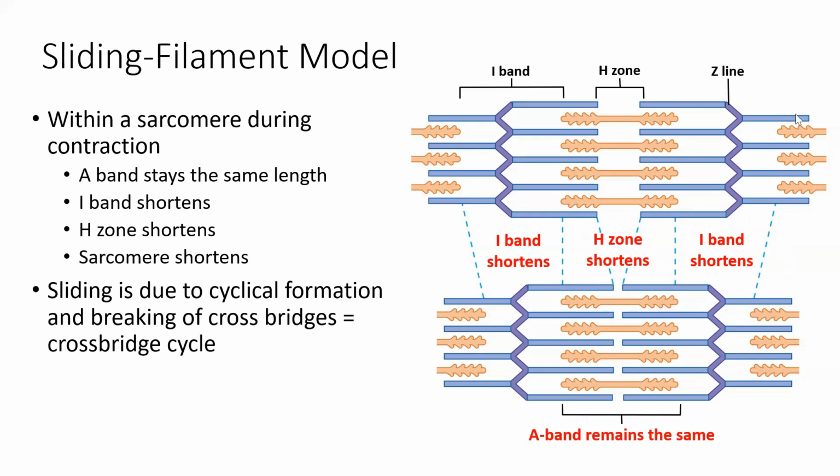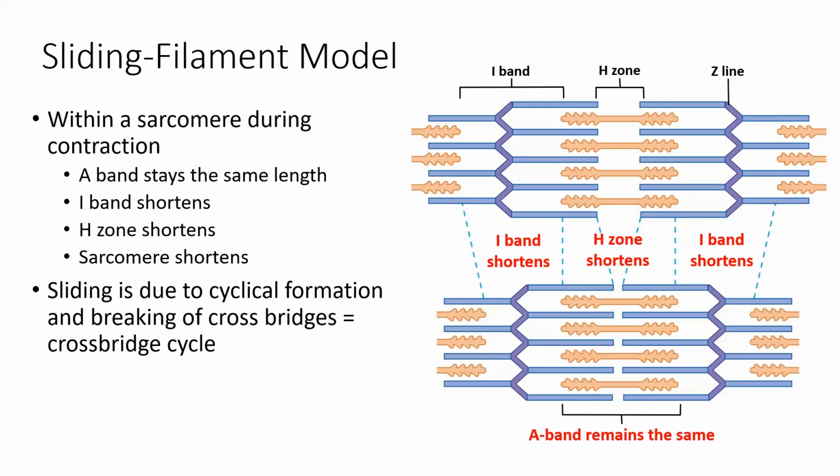So here is the relaxed sarcomere. This is the area of overlap. Here is the shortened sarcomere. This is the area of overlap. And as we can see, the A band does not change because they're moving in opposite directions, because they're sliding past each other, and because the A band is the area of overlap, those parameters stay the exact same.